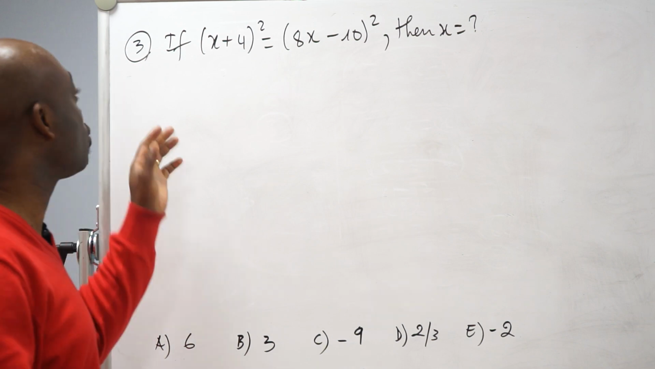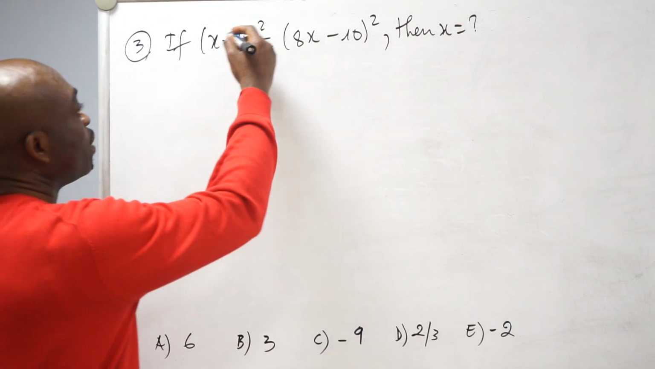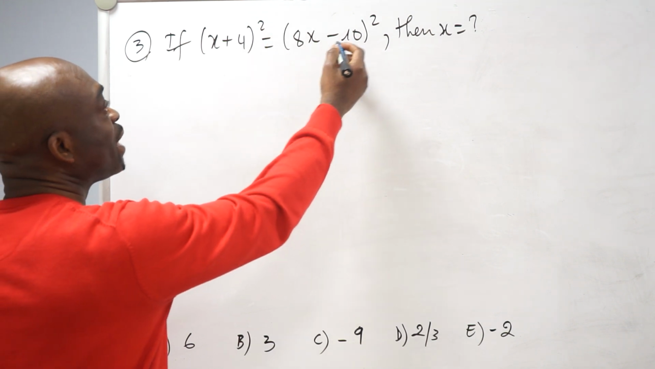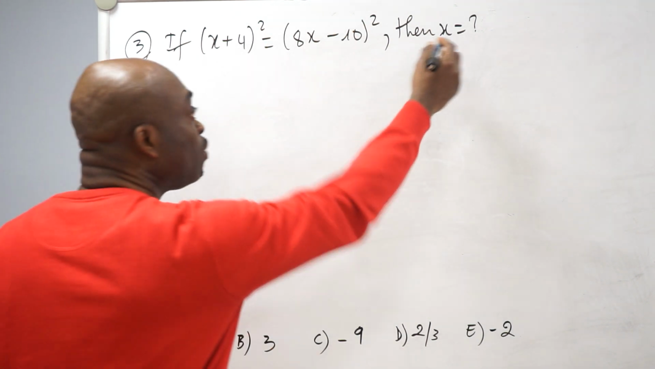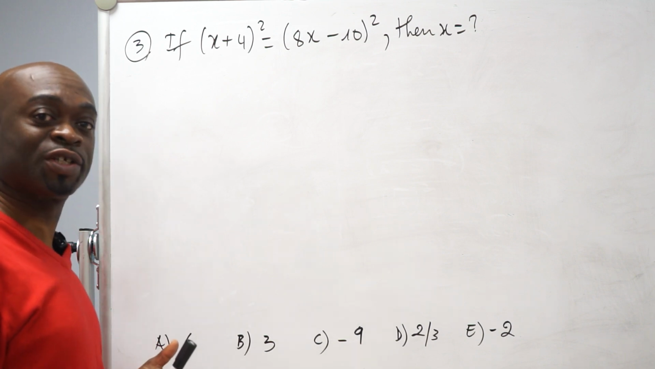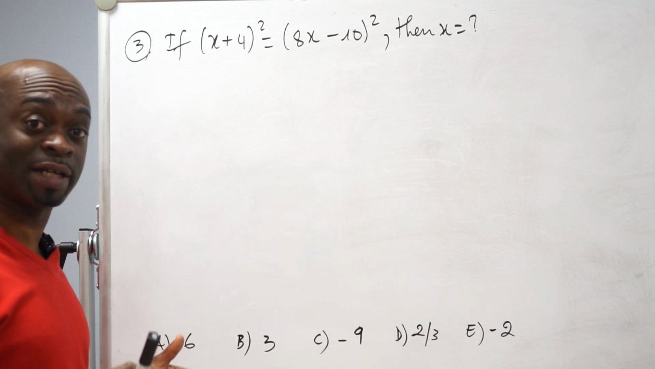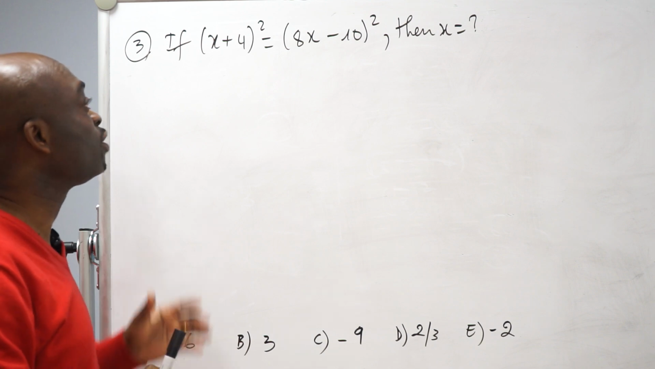Ladies and gentlemen, question number 3. If (x plus 4) squared equals (8x minus 10) squared, then what is x? What is x equal to? We have a lot of these questions that can be asked on the SAT test and other tests, of course. So how do we deal with it?